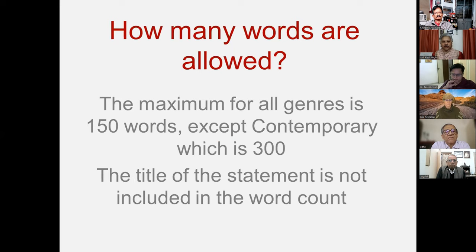How many words are allowed? The maximum for all genres is 150 words, except the contemporary, which is 300 words. The title of the statement is not included in the word count. So this restriction of word is also very, very important when you are submitting your portfolio and writing your letter of intent.